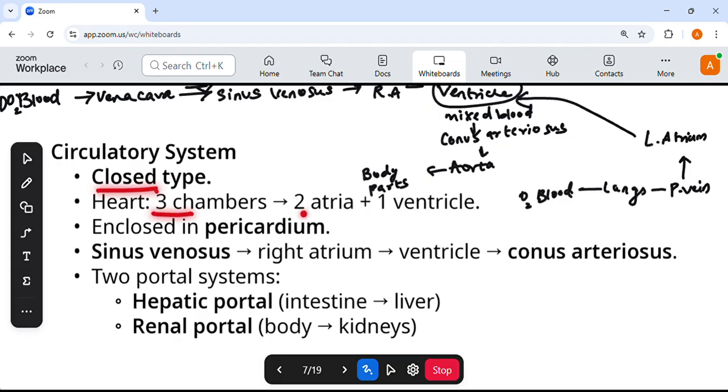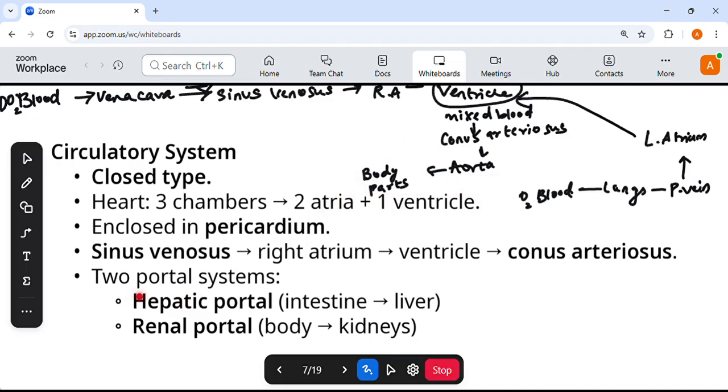They have a three-chambered heart, two atria and one ventricle. It is enclosed in the pericardium. Deoxygenated blood reaches the heart via vena cavae, which lead to the sinus venosus, a triangular structure present on the dorsal side of the right atrium, and from the right atrium to the ventricle. Now oxygenated blood comes from the lungs through pulmonary veins to the left atrium, then to the ventricle, where blood is mixed as it receives oxygenated and deoxygenated blood. Then it moves to the truncus arteriosus, a sac-like structure present on the ventral side of the ventricle, which opens into the aorta and then to the body parts.